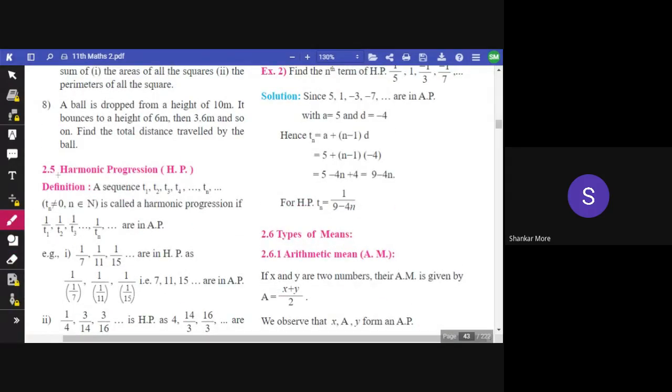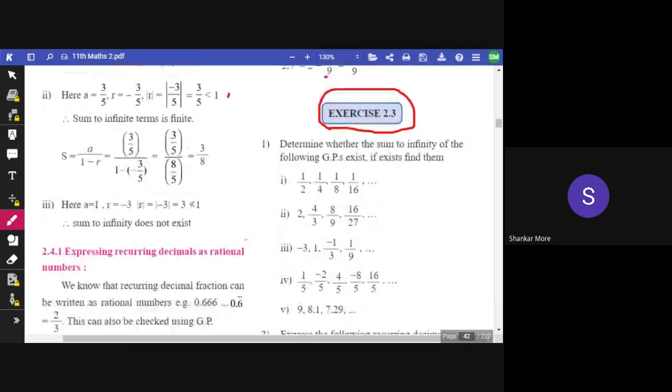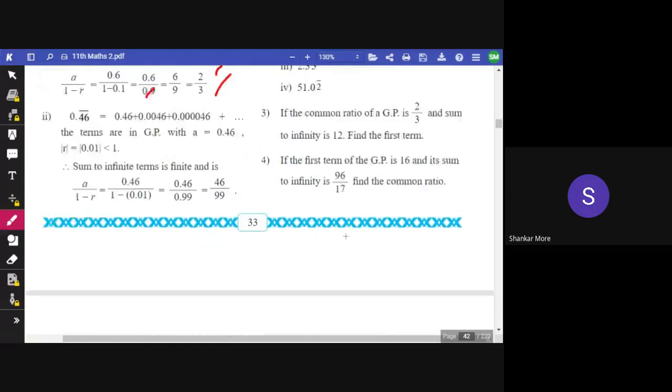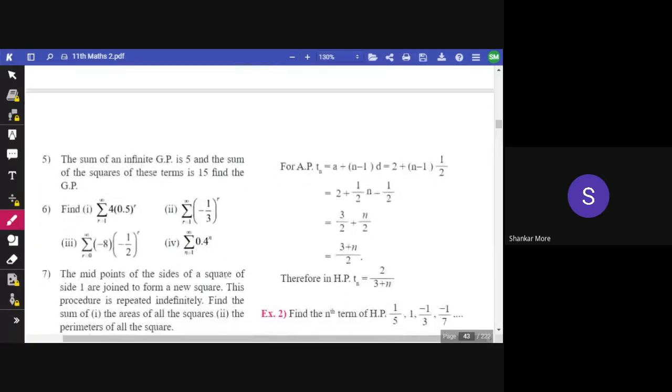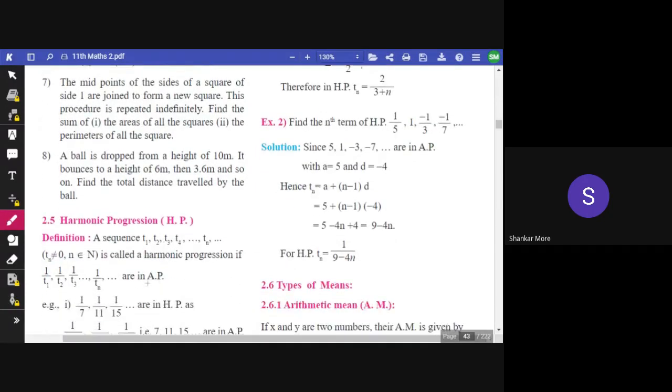After that, what is harmonic progression? Now see, this is exercise 2.3. This is for your homework. GP full form is geometric progression. So exercise 2.3 is your homework, and you have to solve it. I think all of the questions here are very easy, and you won't face any difficulty. So please try it at home. Next, harmonic progression, that is HP.